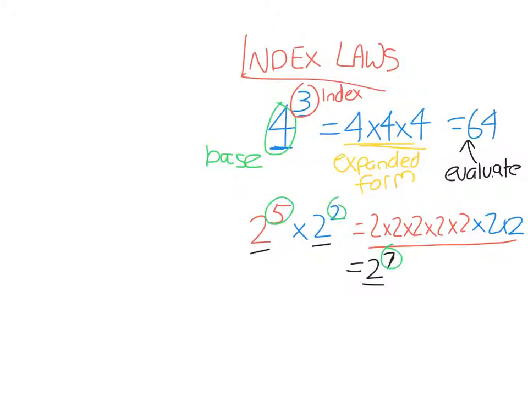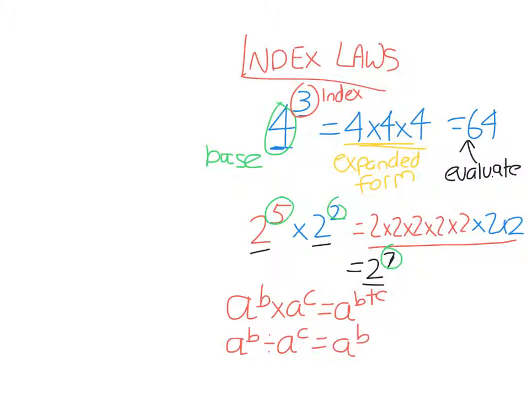We keep the same base and add the power. So that is the first index law. If you multiply the bases, you keep the same base and add the powers. Similarly, if you divide bases like this, you keep the same base and subtract the powers.